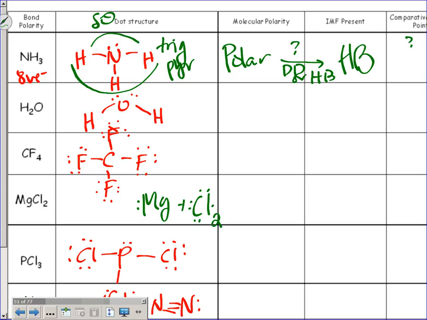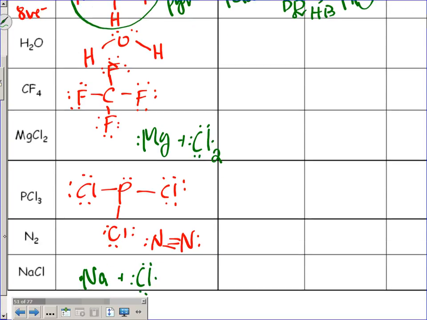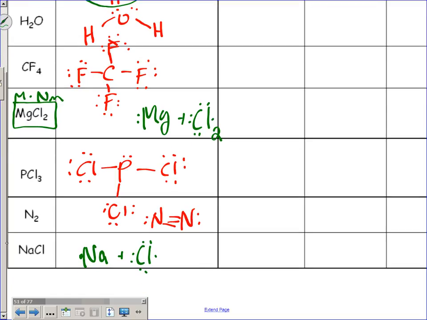We'll look at our comparative boiling point after we have the whole chart done. That is what I want you to do right now. Determine the shape right here, determine the molecular polarity, and then IMF. I'm saving my 2 ionics to talk about at the end. I'll tell you now, you should be identifying metals and nonmetals as ionic, and I want you to draw them like you know you should. So take a couple more minutes there. I'll have some instructions on the board for you.